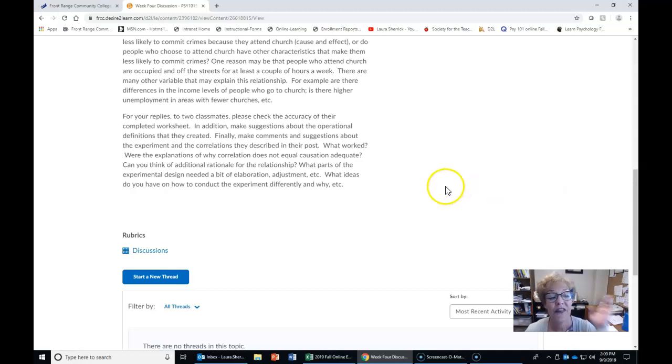So look at other things that you think might explain the correlation as well, and what ideas you have about how to conduct the experiment differently. And then, of course, please take a look at references and make sure that you look at their APA style. And I spent a lot of time giving feedback on that last week, so I hope it's more clear. And so please give your classmates feedback on that.